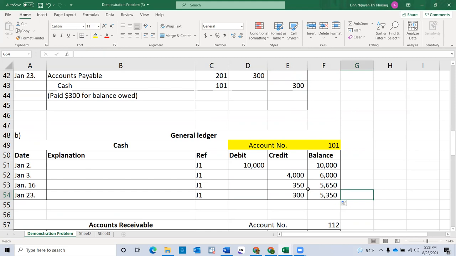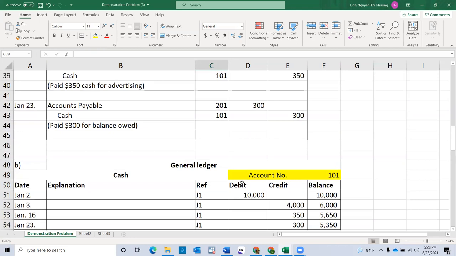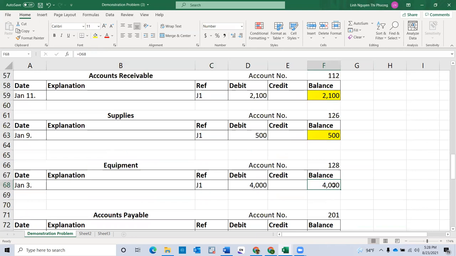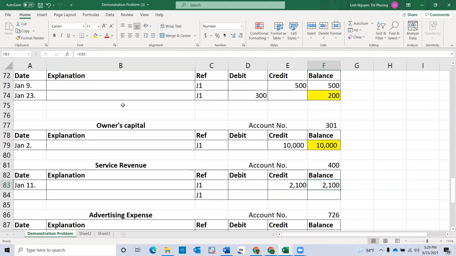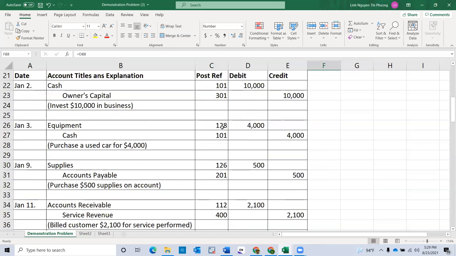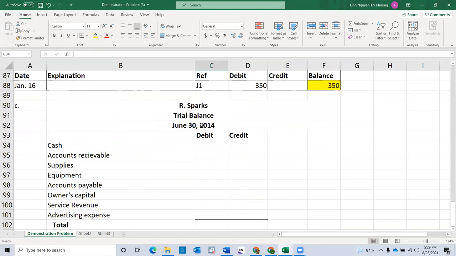So we just finished question B, which is posting to the ledger. So we post all the journal entries to the ledger. Now, you will need to post the ending balances here to the trial balance, and make sure that the total debit equals total credit for the trial balance. Okay, let's do that.